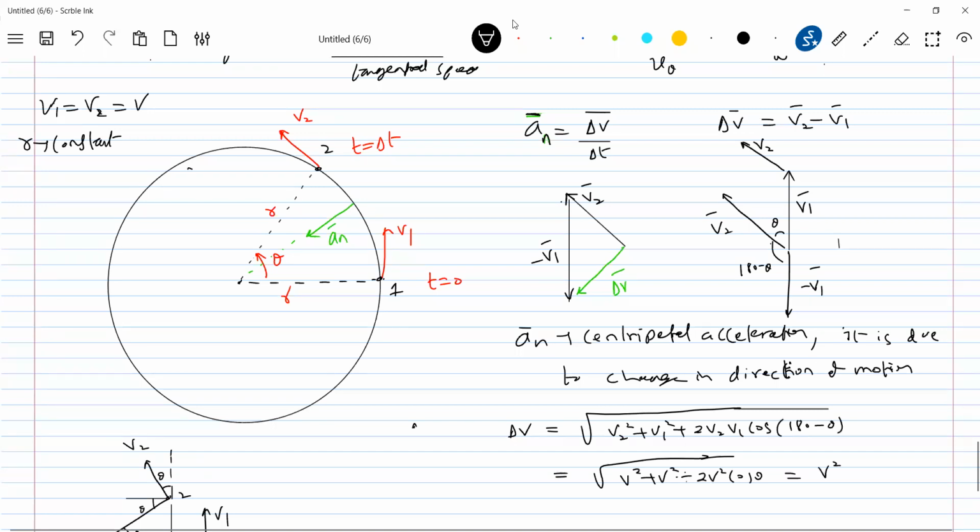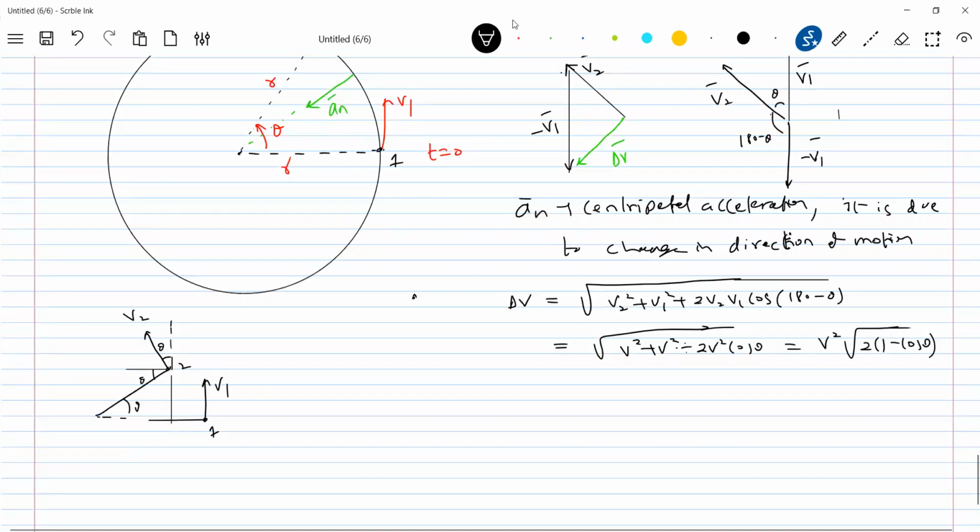So V square will come outside: 2 into 1 minus cos theta. 1 minus cos theta, from trigonometry, anything can be written. And this will be only V into 2 sine square theta by 2. Sine square theta, can I write as 1 minus cos 2 theta by 2?